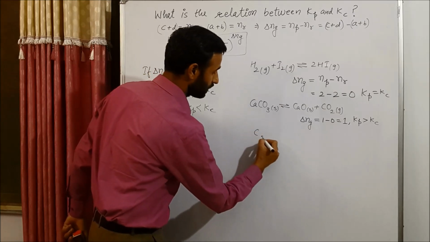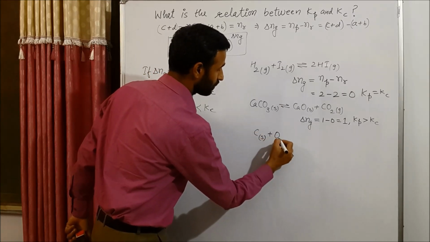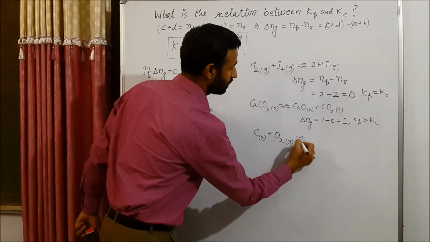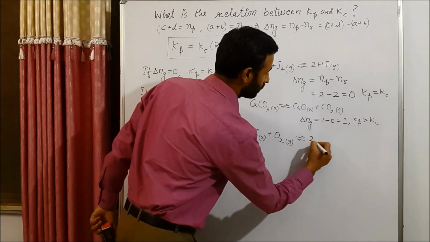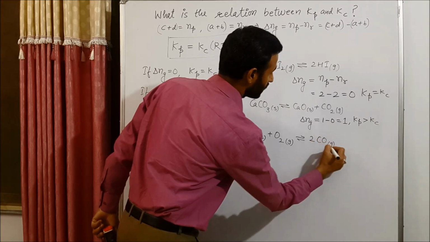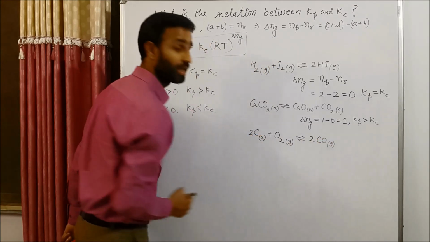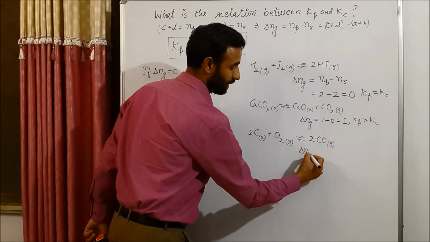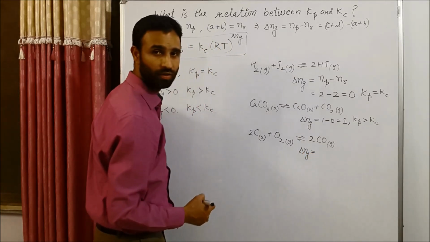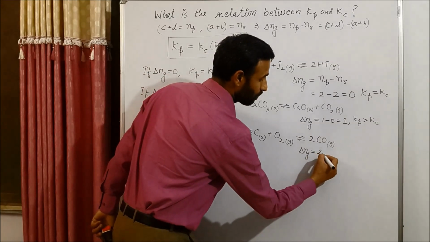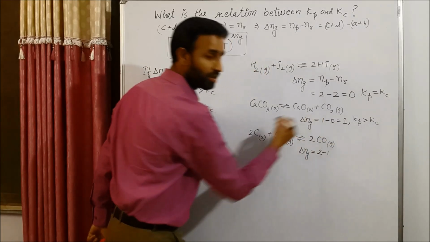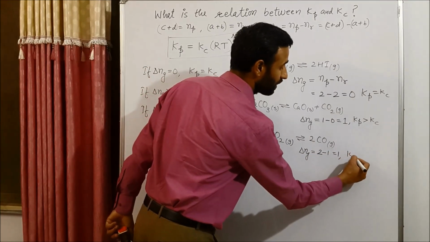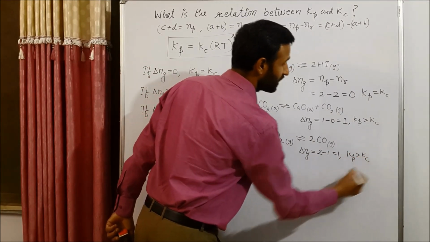Then C solid plus O2 gas to give 2 CO gas. What is delta Ng? Again, delta Ng is 2 minus 1. Product side 2 gaseous moles, reactant side 1. So 1. That means again Kp is greater than Kc.